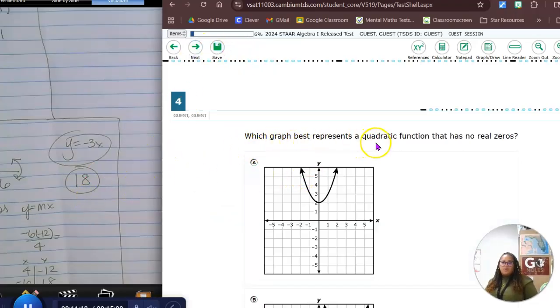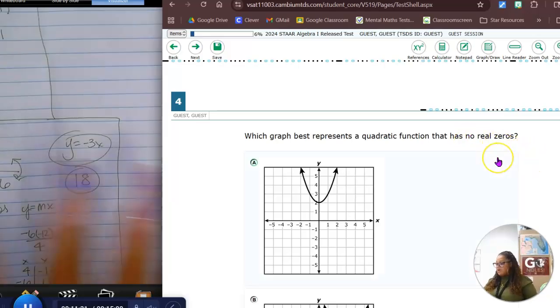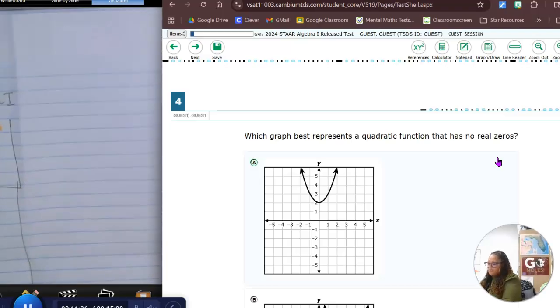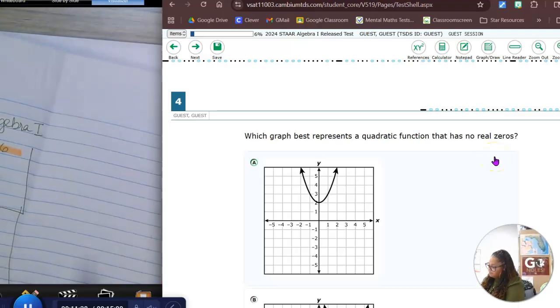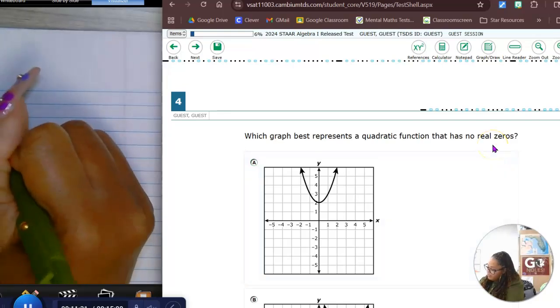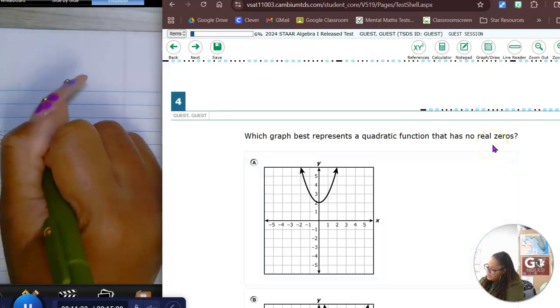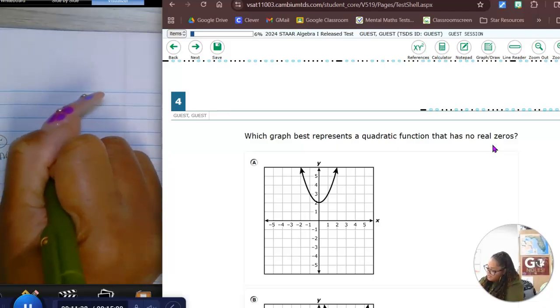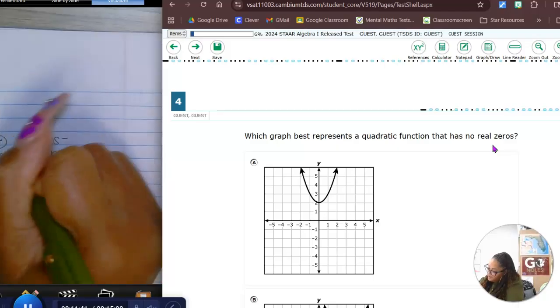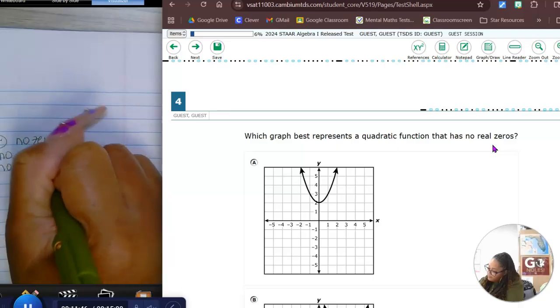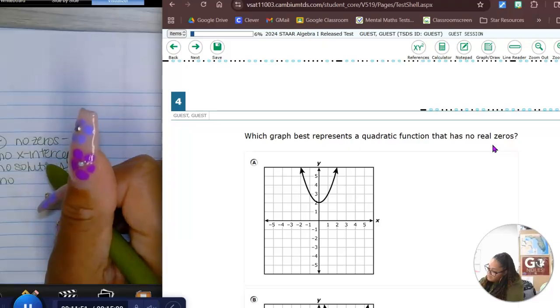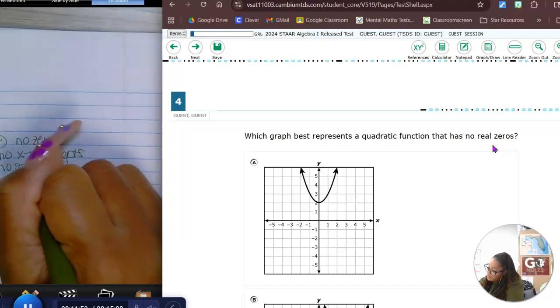Which graph best represents a quadratic function that has no real zeros? Okay, so no real zeros. We got to remember what a zero is. This is a vocabulary question. So number 4, no zeros means no x-intercepts, no solutions, and no x-intercept, solution, root.